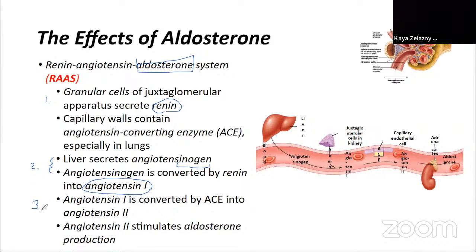And then number 3, angiotensin 1 gets converted into angiotensin 2. And then number 4, that tells us to make aldosterone. The pathway that we would pay attention to is renin to angiotensin 1, to angiotensin 2.